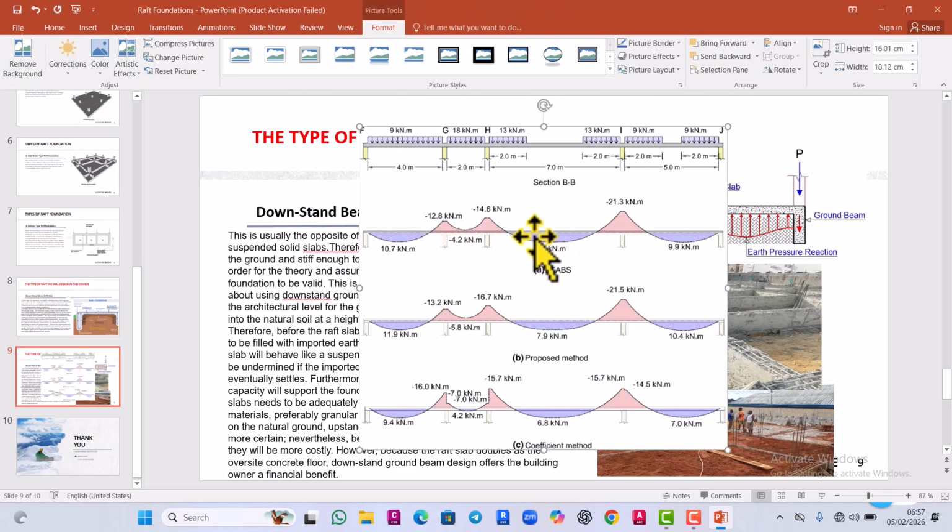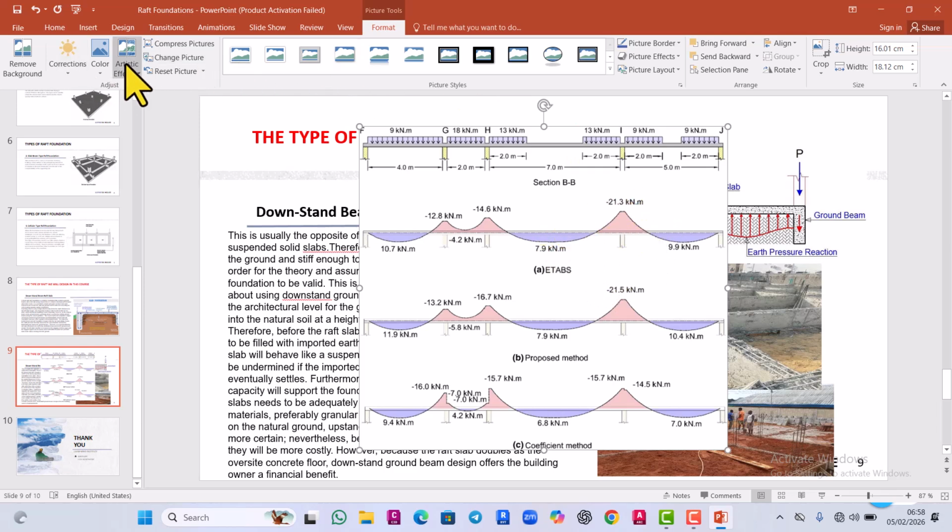So, all right. As you can see, this is for the suspended one. You see that here is in tension, and the support side is also in tension. So if you are detailing this place, you're going to detail it at the top, and here your bar is going to be at the bottom. But for the raft, this is going to be opposite.